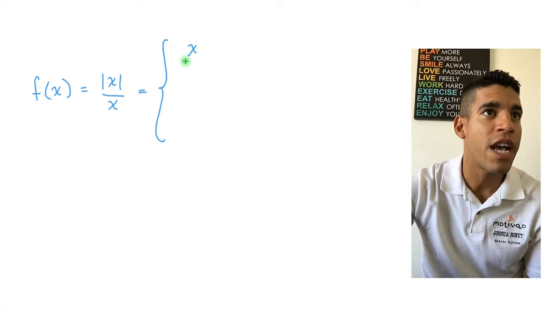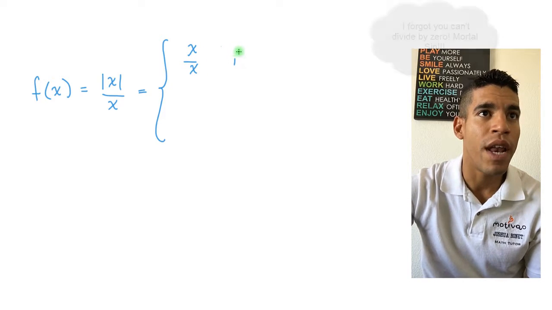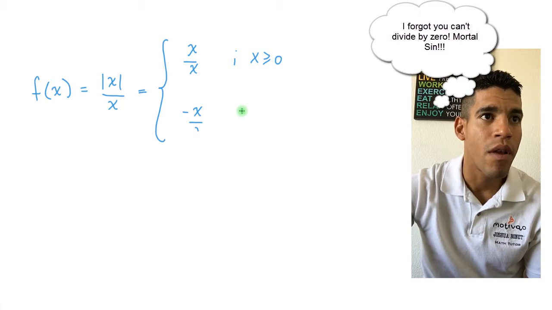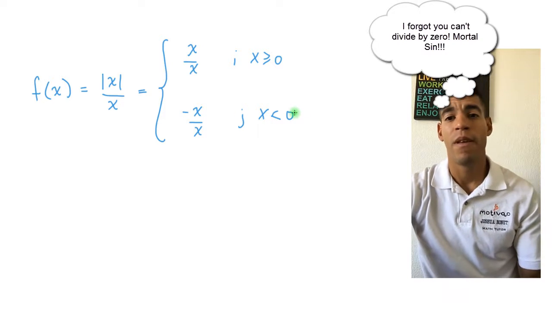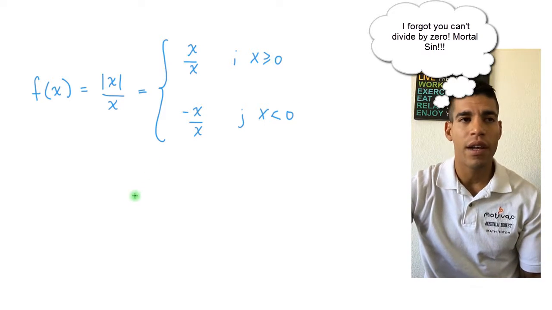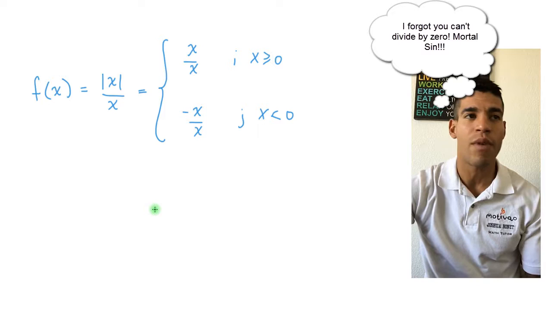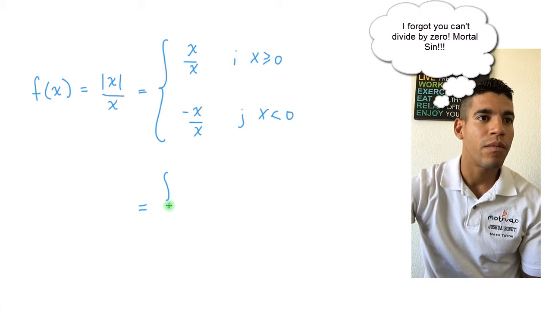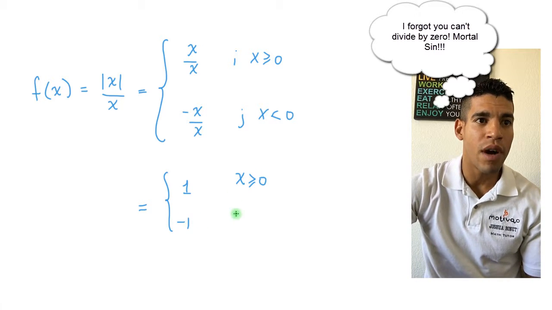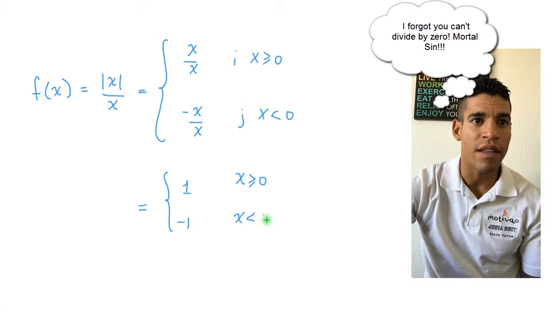Equals x over x when x is greater than or equal to 0, and minus x over x when x is less than 0. Okay? So notice that x over x is what? It's just 1. And minus x over x is negative 1. So this is 1 when x is greater than or equal to 0, negative 1 when x is less than 0.